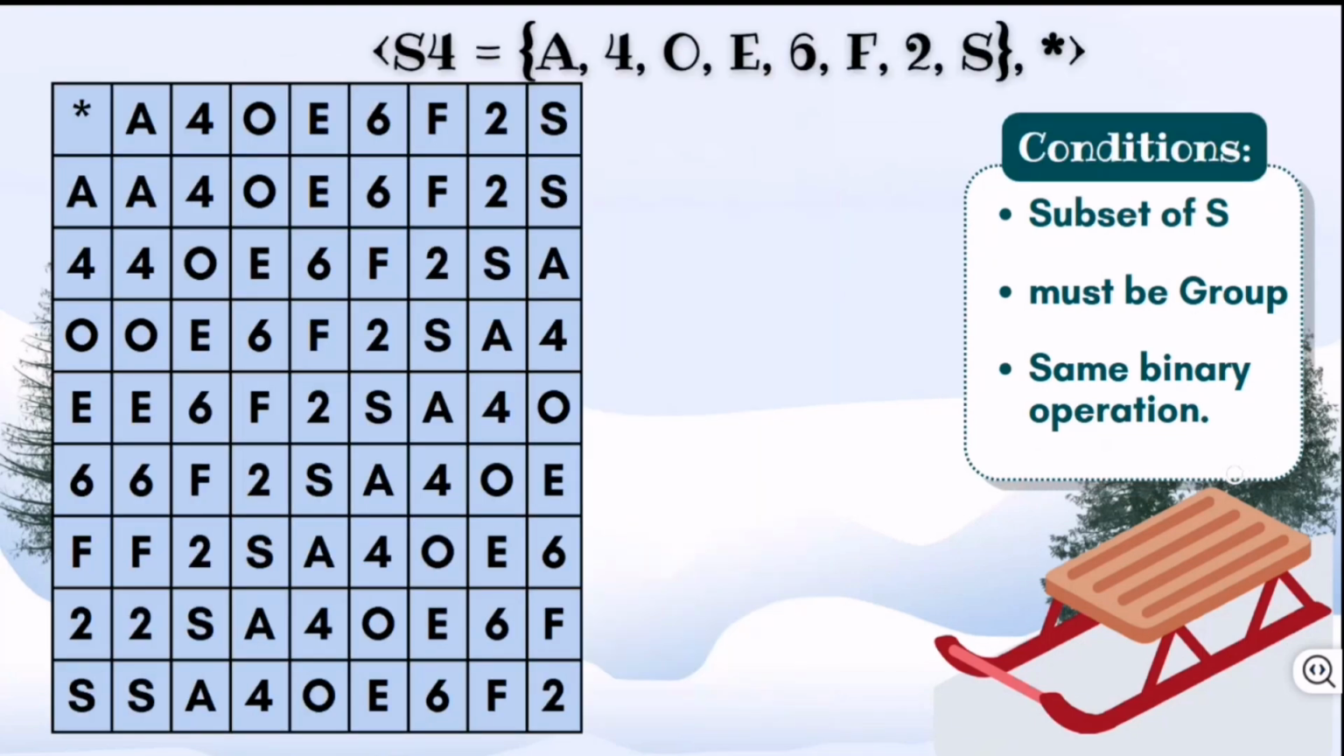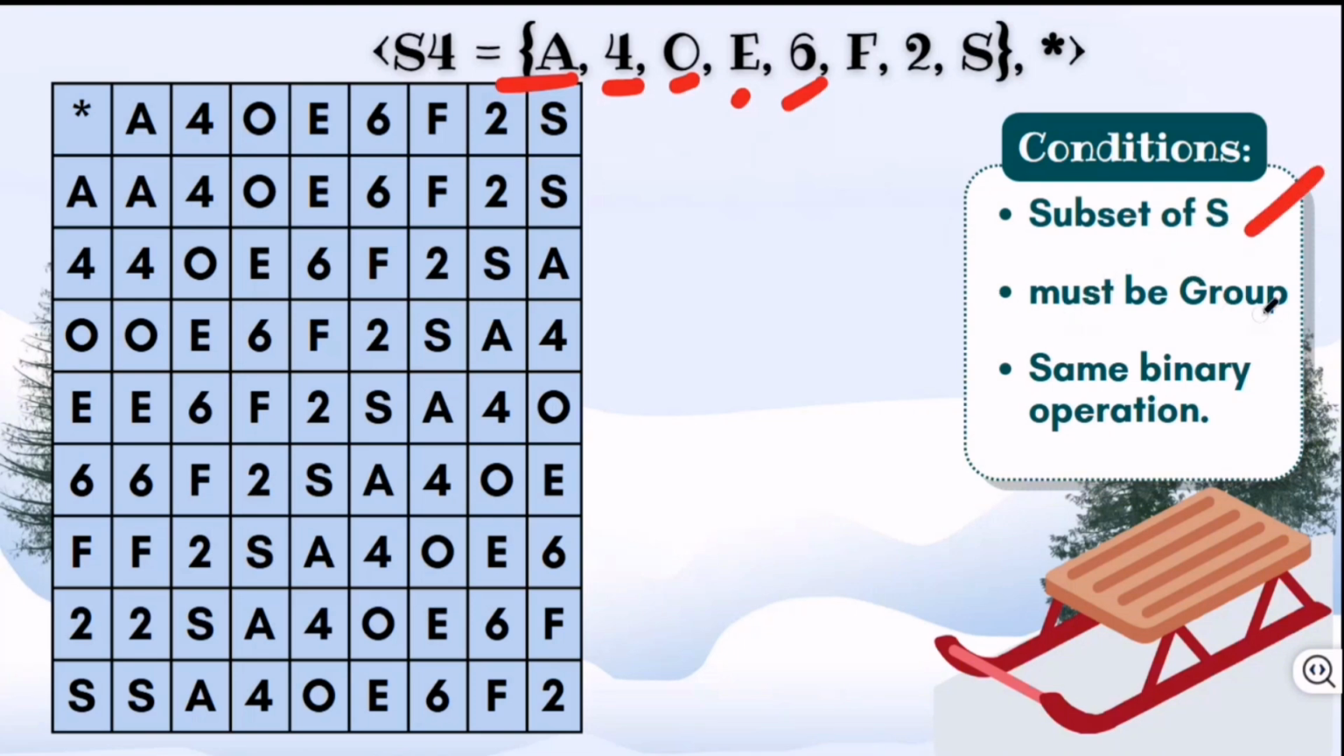Now we have S sub 4, and it has the elements A, 4, O, E, 6, F, 2, and S. Now, we need to know if S sub 4 is a subset of S. A is an element of set S. 4 is an element of set S. O is an element of set S. E, 6, F, 2, and S are elements of set S. Therefore, S sub 4 is a subset of S.